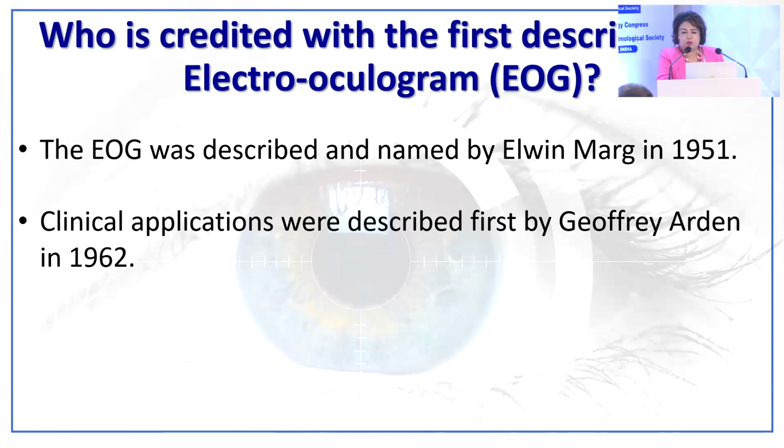Good morning, everyone. My topic is tips on electrooculogram. Who is credited with the first description of electrooculogram? It was named by Elvin Mark, and the clinical application was described by Geoffrey Arden. Initially, it will look boring, but later on, I am going to discuss the clinical application of EOG.